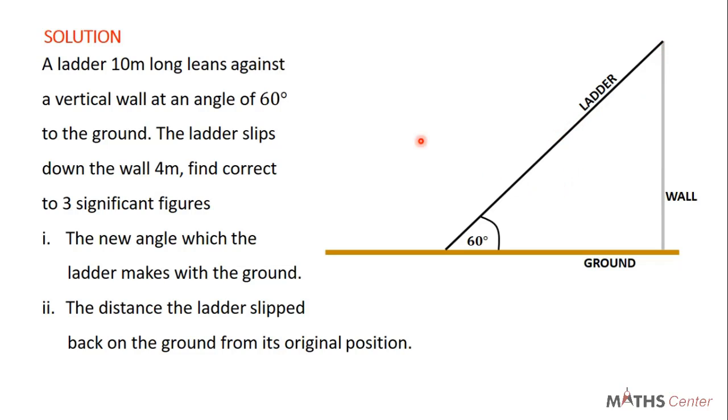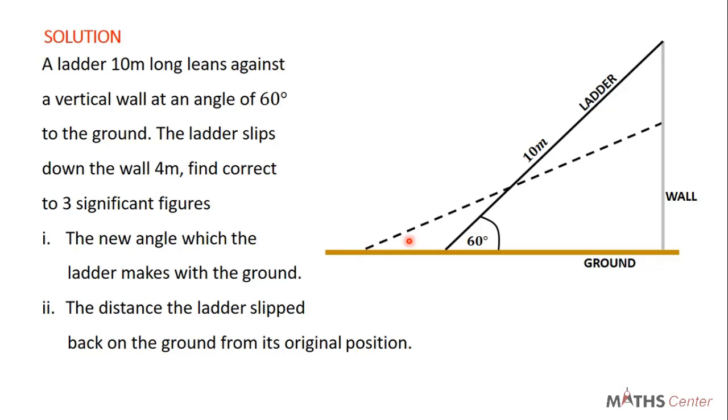The question goes on to say that the ladder leans against the wall and makes an angle of 60 degrees with the ground. So the foot of the ladder makes an angle of 60 degrees to the ground. Then the ladder is 10 meters long. The ladder slips down the wall. So this ladder that we have here slips down the wall, which means that the top part slips down. If the top part slips down, the foot of the ladder is also going to go back, because the foot of the ladder will not be at the same point here, so it's also going to go back.